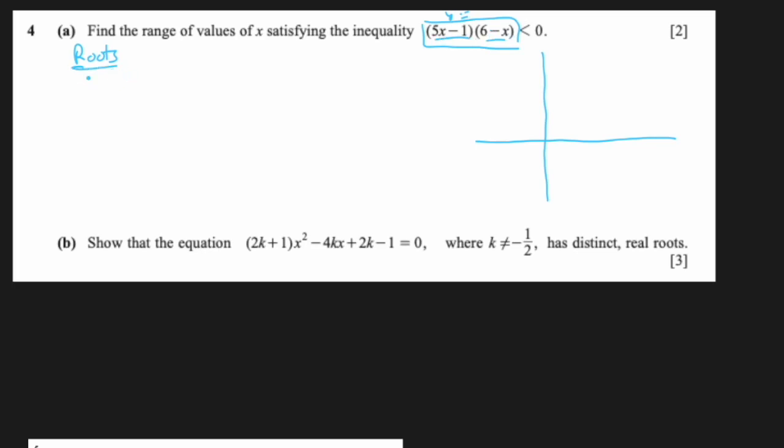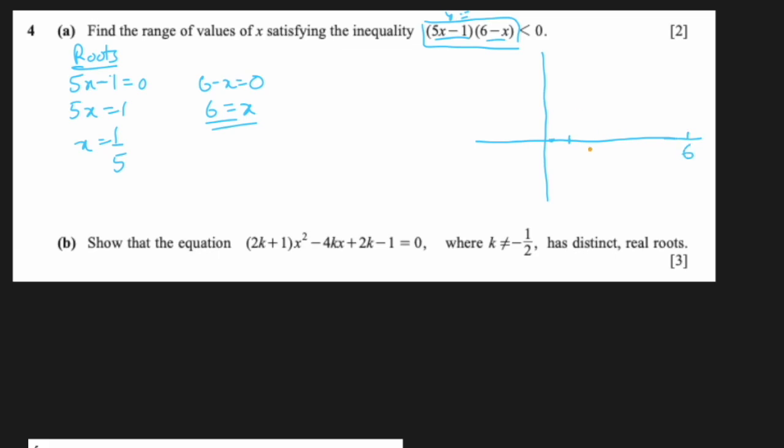So for roots, we will equate them equal to 0 one by one. 5x minus 1 equal to 0 and 6 minus x equal to 0. So this gives us 5x equal to 1, x equal to 1 over 5. Mark it somewhere. So suppose this is 1. So 1 over 5 will be somewhere here, very, very small. Okay. Now this one, 6 equal to x. So x equal to 6. Suppose it is here, 6.